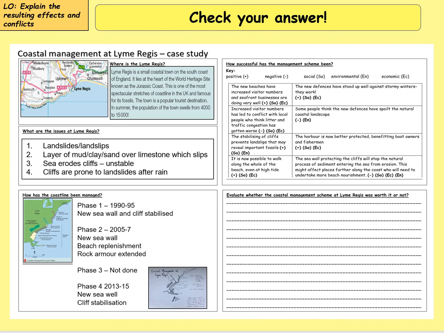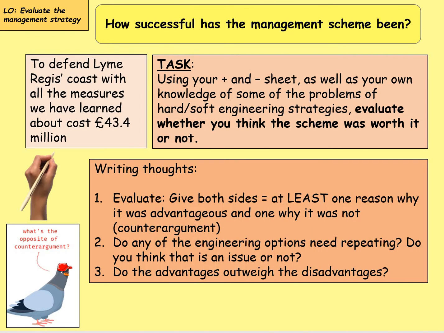Now lastly, you'll see there, I want you to evaluate whether the coastal management scheme of Lyme Regis was actually worth it or not. So I want you to think, and I've put some helpful hints here of how you would potentially write it, but you must give both sides. So maybe give at least one reason why it was advantageous to the area, and then in a counter argument you could obviously argue why it was not, because it had huge disturbances environmentally and economically.